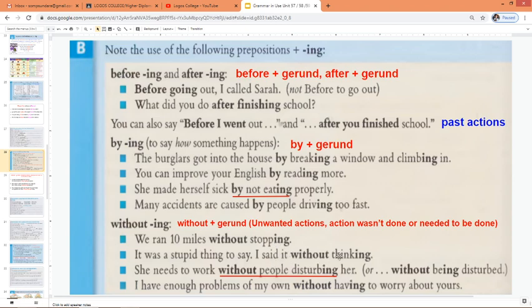It was a stupid thing to say. I said it without thinking. So then again, he said something stupid because why? Because this action wasn't done. He didn't think. She needs to work without people disturbing her. Notice you can put a noun in between the preposition and the gerund, just like over here with "by." I have enough problems of my own without having to worry about yours. Okay. So the prepositions before, after, by, and without are followed by the gerund.